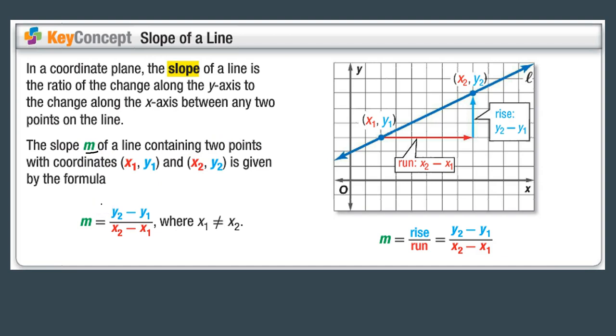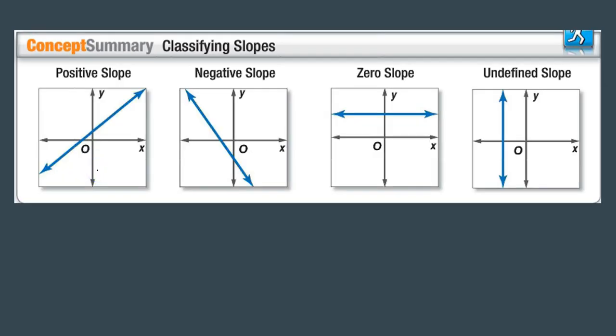The slope of a line containing 2 points with coordinates x sub 1, y sub 1, and x sub 2, y sub 2 is given by the formula: M is equal to y sub 2 minus y sub 1 divided by x sub 2 minus x sub 1, where x sub 1 cannot equal x sub 2. So another way you can remember this is the change in y over the change in x, or the rise over the run.